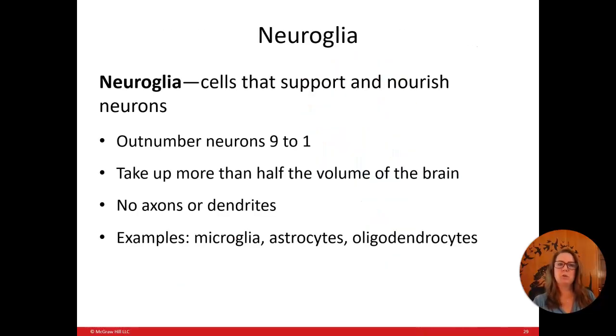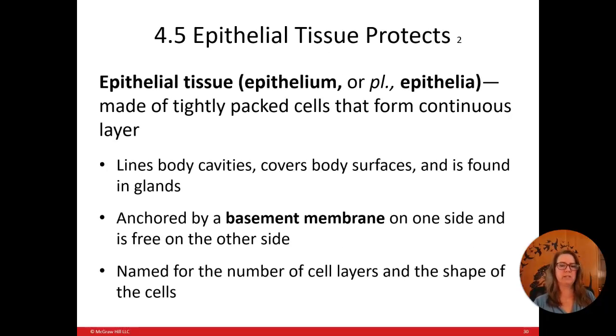Okay, neuroglia. These are the cells that support and nourish neurons. So they actually outnumber neurons. They take up more than half the volume of your brain. There's no axons or dendrites. So you might have heard that someone had cancer of the glia. So this is referring to this neuroglia. It's a very hard cancer to treat. So there's some examples there, the microglia, astrocytes, and oligodendrocytes, which are super important to supporting and nourishing our neurons.